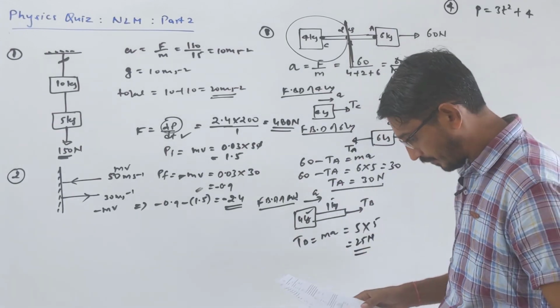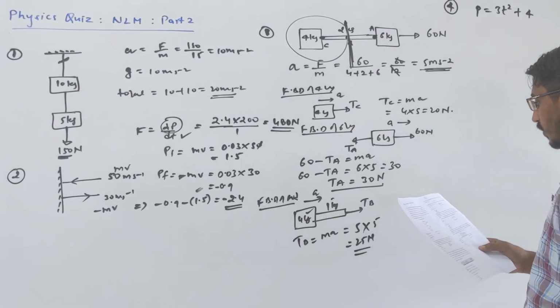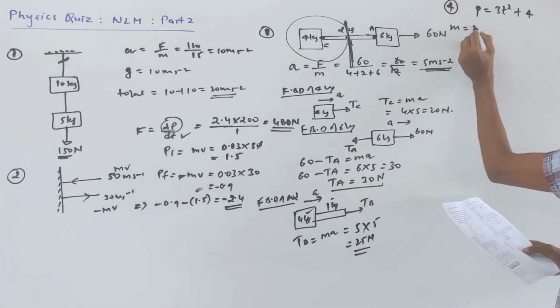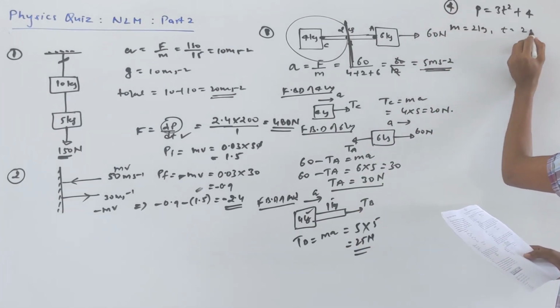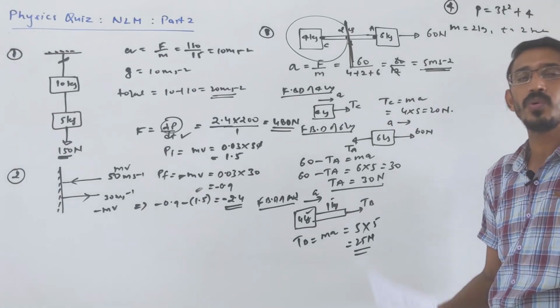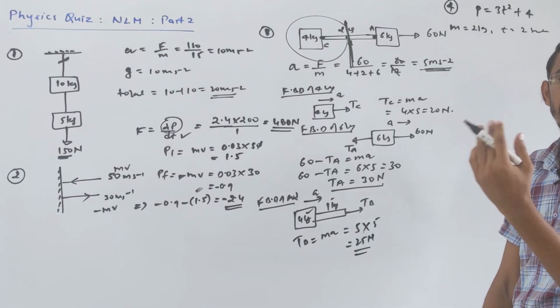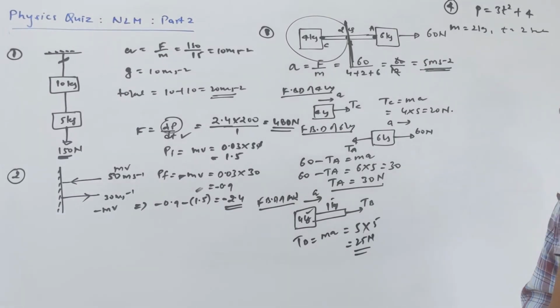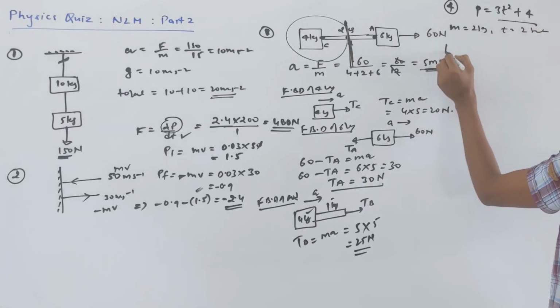So these are given, and two things are given. What is given? Mass is given, 2 kg, and time also, 2 seconds. They are asking what is the acceleration of this body at time t equal to 2 seconds. Acceleration we have to find. Mass we know. Force is equal to ma. If you know force, you can find acceleration.